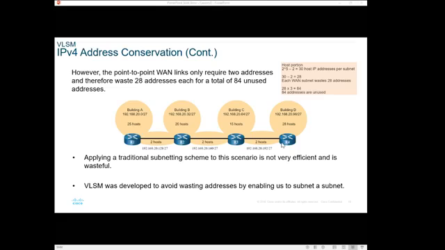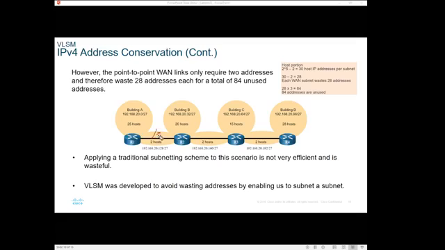Okay, so based on the previous example, you notice the point-to-point WAN links only require two addresses. So if we were to give them the total from that /27 mask, that will give us 30 host IP addresses for each one of those subnets. But then we will only need two here, and we end up wasting 28 addresses. So we need to further divide that down. That's how we end up with /30 here. We only need two.